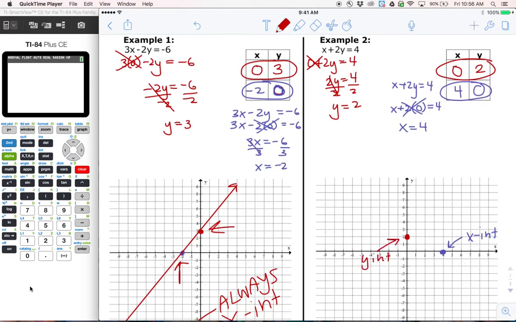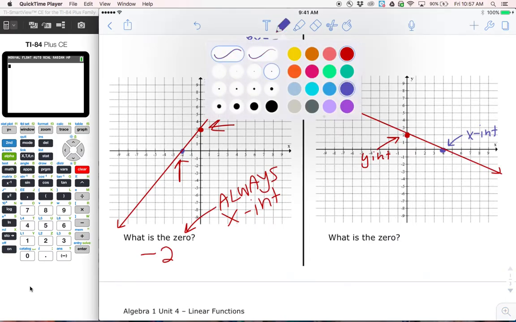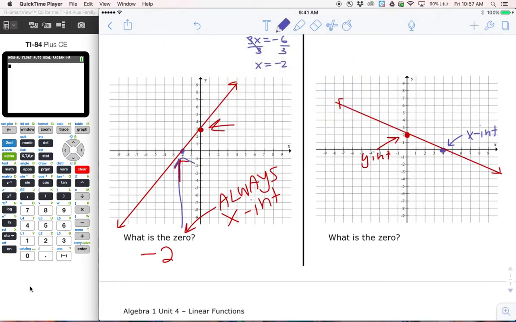All right, there's my line. You don't really have to graph the line if you don't want to, but I just do. So there's our line. Okay. What is the 0 of this graph? Again, the 0 is always, let's do that in blue, your x-intercepts. All right, so in this case, it is 4.